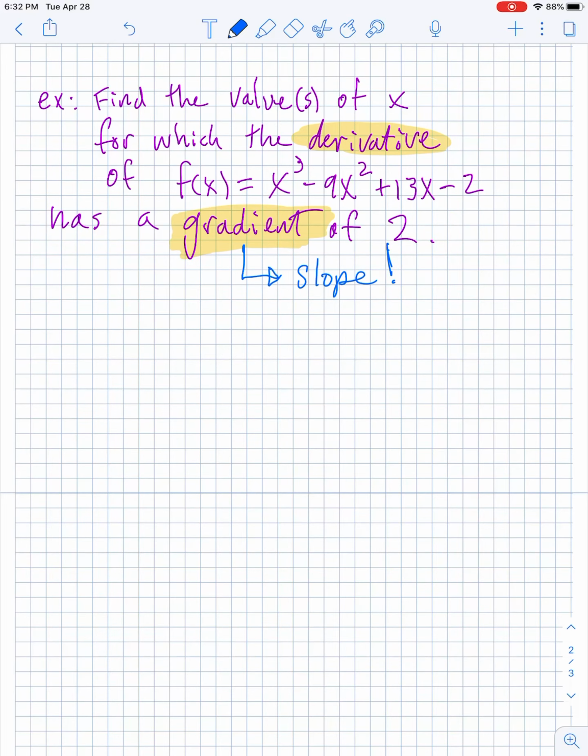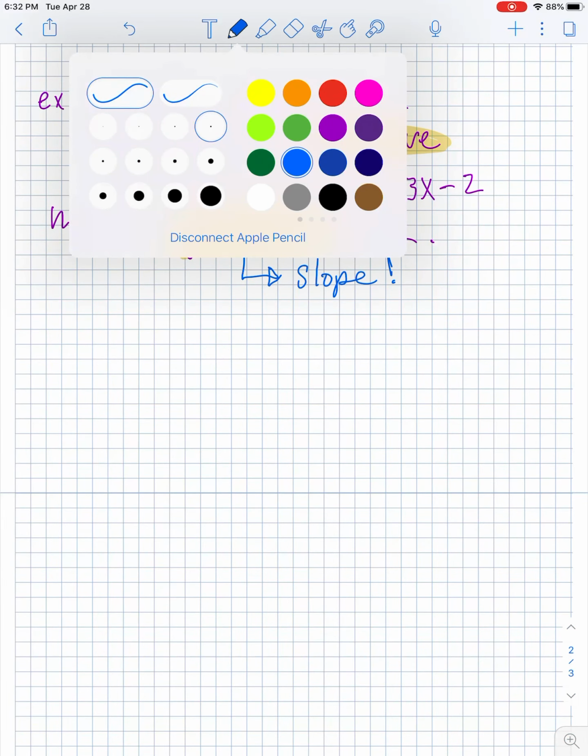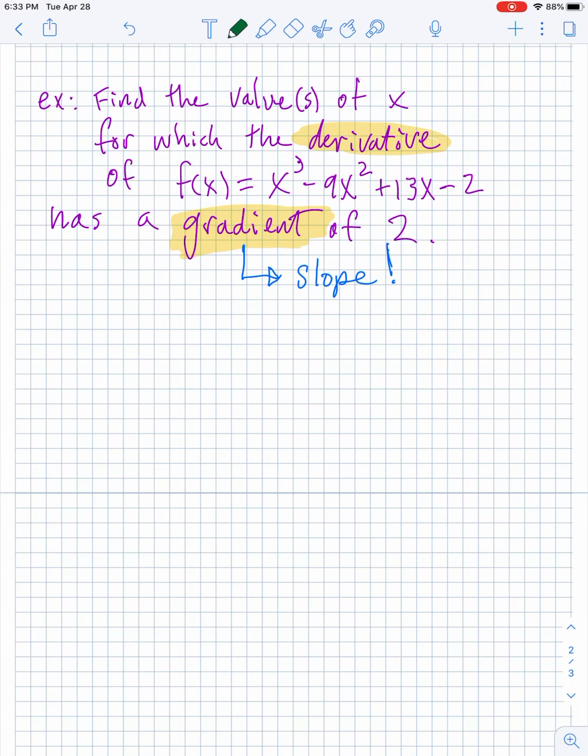Well, because they're asking a question about the derivative, we need to find the derivative. Should we go green? Haven't done green yet. So f prime of x, once again, use that power rule. So easy, pop and drop. 3x squared minus 18x plus 13. And then remember that the negative 2 on the end just goes away.